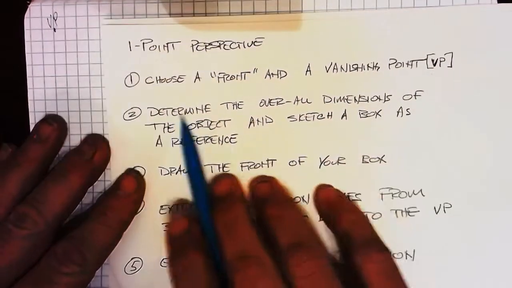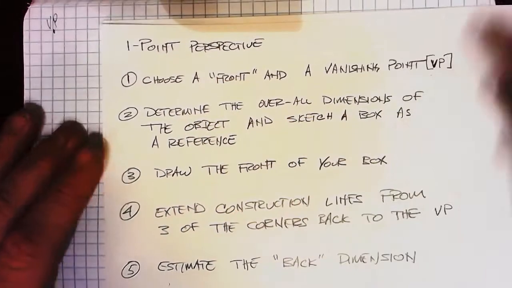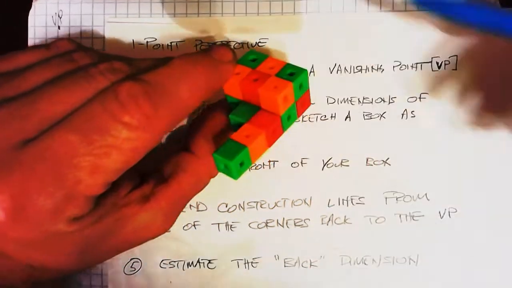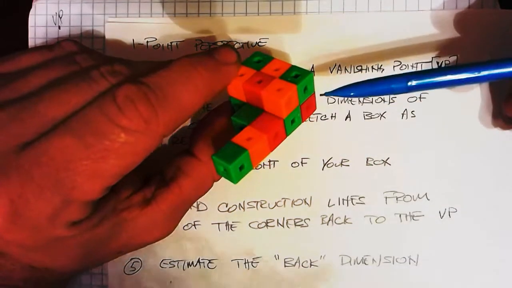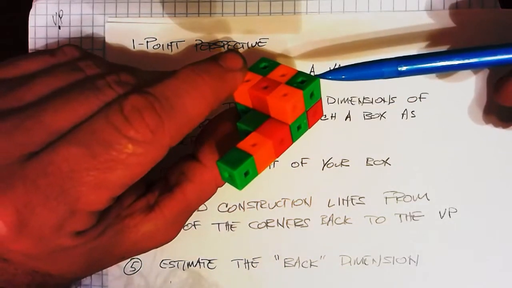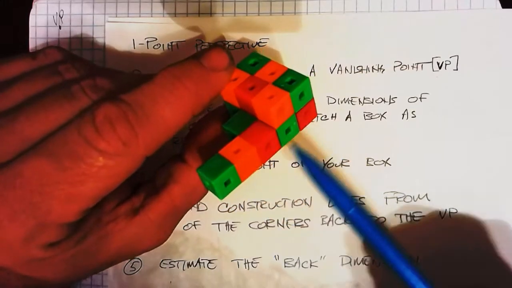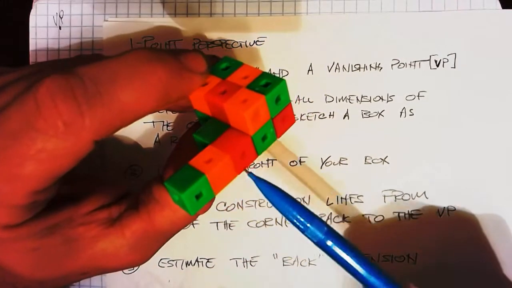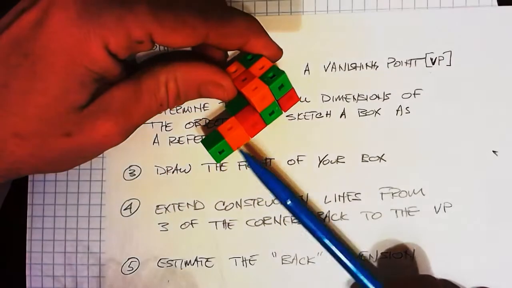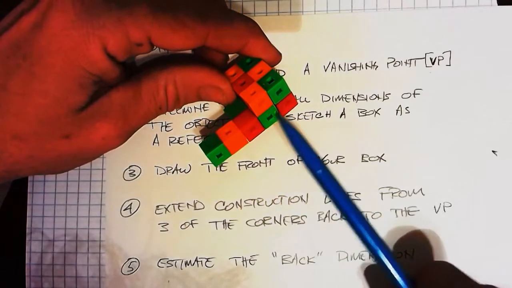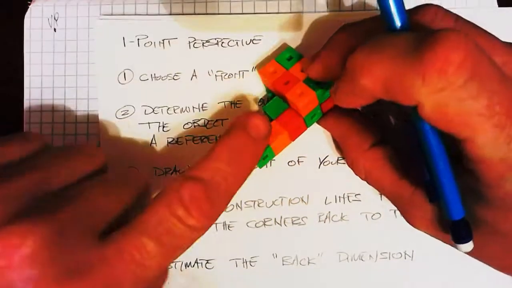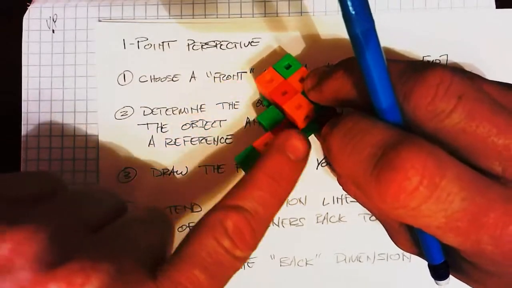Second step, we've got to determine the overall dimensions of this object. We're not going to worry about all the details, just the overall dimensions. In other words, what's its highest part? The highest part on this is just 2 blocks tall. What's its widest part? Its widest part is from here all the way to here, which is 1, 2, 3, 4, 5 blocks. And the depth, how far back it goes, is 3 blocks.